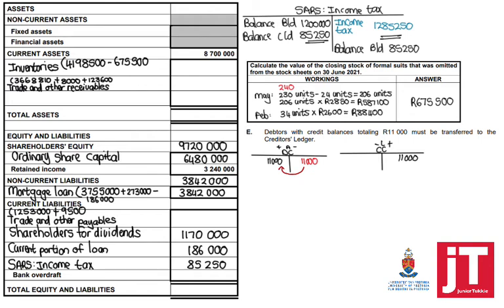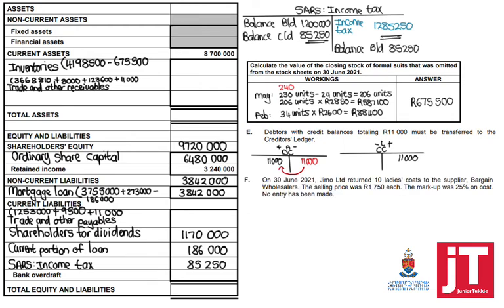But by taking it out of the debtor's control account, this will have a positive effect on the debtors. For every debit, there's a credit. Creditor's control will be credited, which means it will have a positive effect on the liabilities. Trade and other receivables plus 11,000, and then current liabilities, trade and other payables plus 11,000.